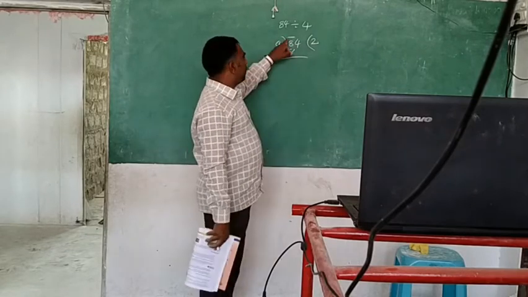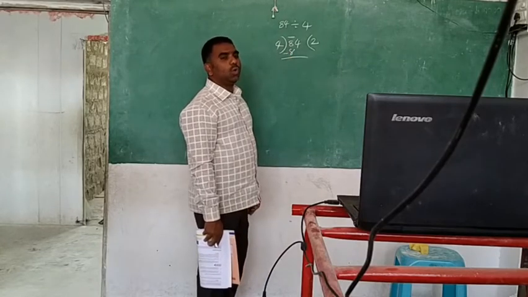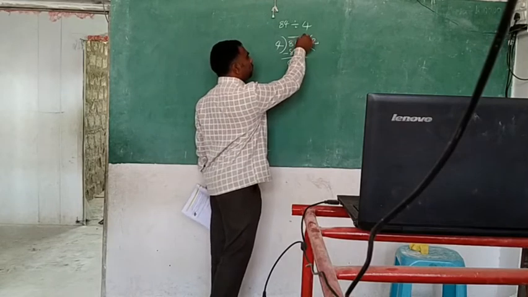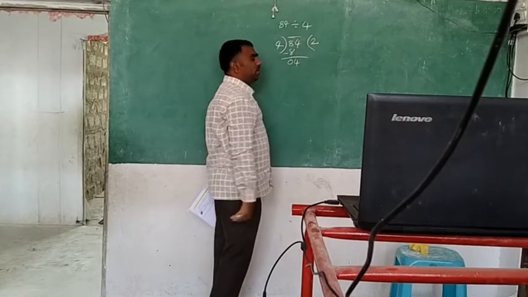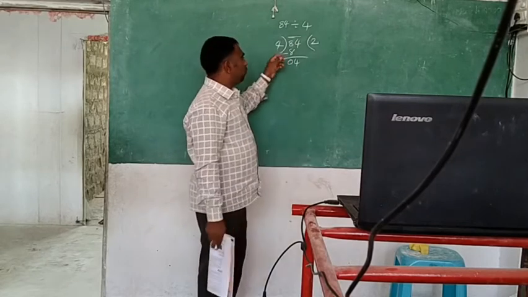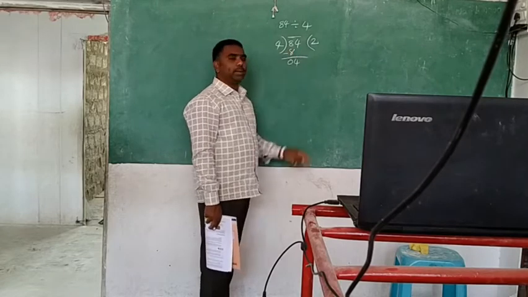Then 8 minus 8 you will subtract. 8 minus 8 will be 0. Then one more number, 4, is left here. That 4 you will take down here. Then again we will read the 4 table. In the 4 table, when will 4 come?